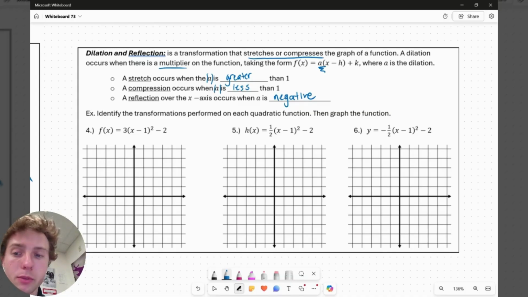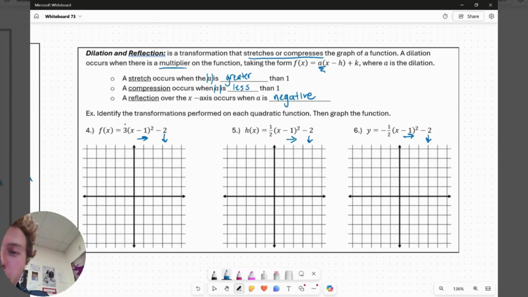Let's look at these examples. Number 4, then, I still see that there's a minus on the inside moving this graph right 1. I see a minus on the outside moving the graph down 2. I notice that is the same for all three of these.